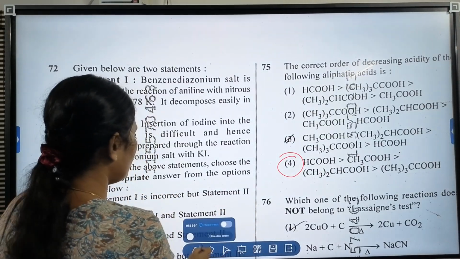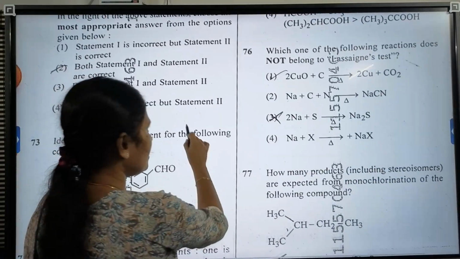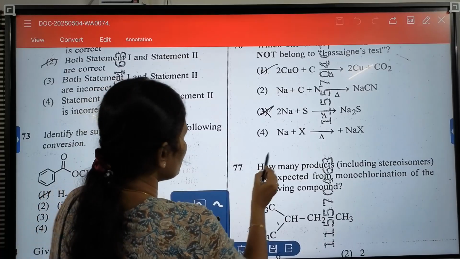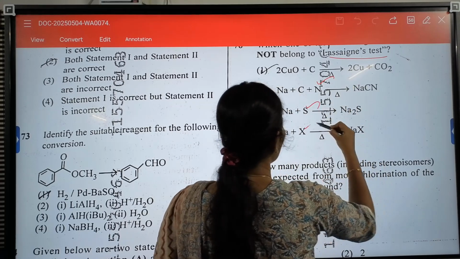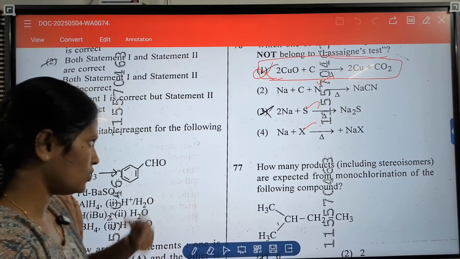And 76. Which does not belong to the Lassaigne test? Lassaigne test is for nitrogen, sulfur, halogens. This is not. This is actually the Liebig method reaction. So that is the answer.